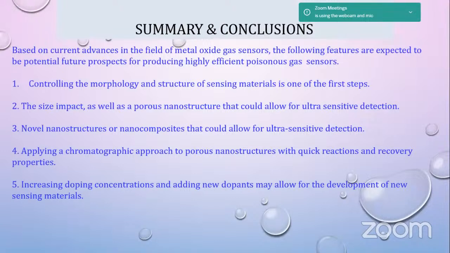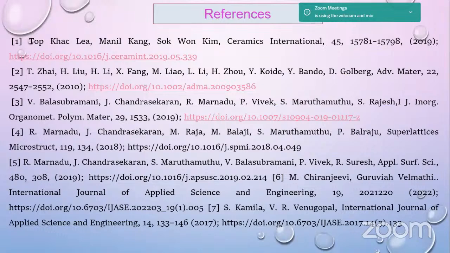So based on these readings, we can conclude that based on current advances in the field of metal oxide gas sensors, we can go for gas sensing by controlling the morphology and structure of sensing materials, which is one step ahead. The size impact as well as the porous nanostructure could allow ultra-sensitive detection. Novel nanostructures and nanocomposites could also allow ultra-sensitive detection, applying a chromatography approach to porous nanostructures with quick reaction and recovery properties. Increasing doping concentration and adding new dopants may allow the development of new sensing materials. These are my references, madam, and thank you, madam.